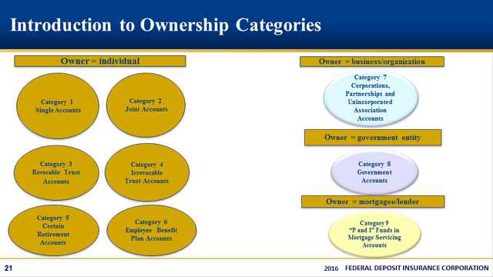On the right side of our slide, we have Category 7, business organizations, which include corporations, partnerships, and unincorporated associations. Next, we have Category 8, government accounts, which covers deposits owned by a government entity or a public unit. And finally, we have Category 9, which exclusively covers mortgage servicing accounts that include the collected principal and interest payments from the borrower or mortgagor of a bank loan.